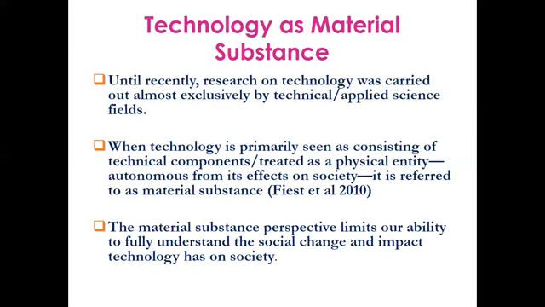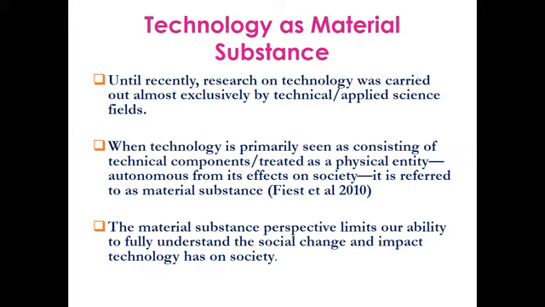So technology defined as a material substance is the first one. Until recently, research on technology was carried out almost exclusively by technical or applied science fields, of course. It wasn't something that the social scientists or the humanities were paying attention to until recently, when technology is primarily seen as consisting of technical components treated as a physical entity, autonomous from its effects on society. It is referred to as material substance.